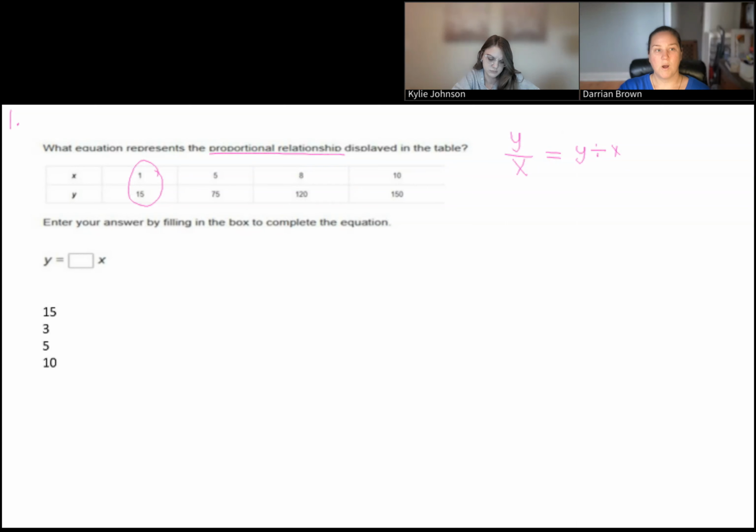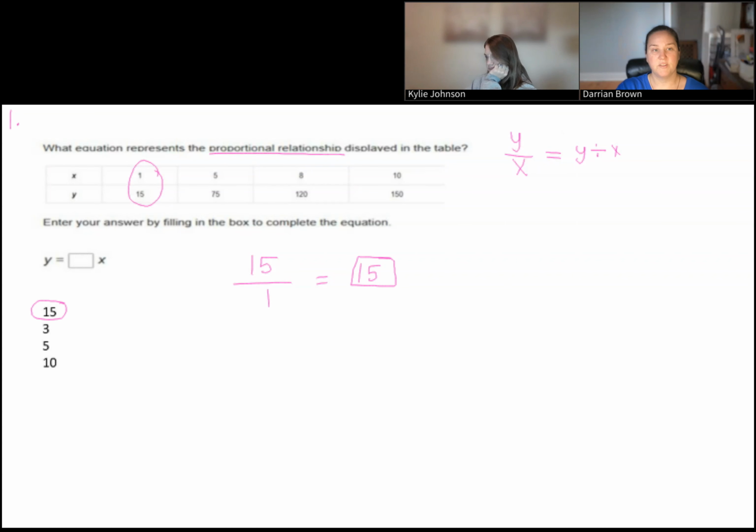So let's take our y, which is right here on the bottom, and put it on the top. So that's 15 over 1, which if you divide that, of course, you would just get 15. Okay, so the answer is 15.